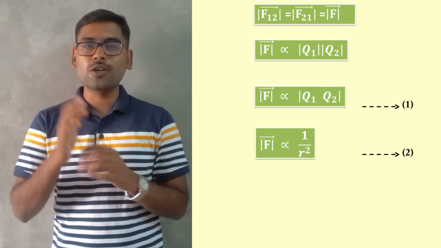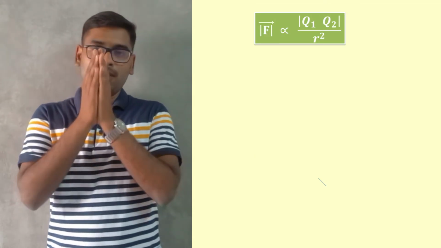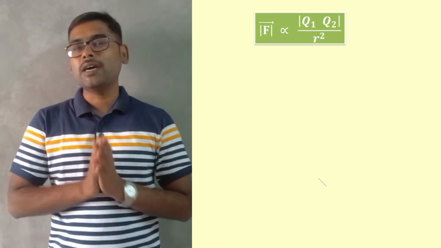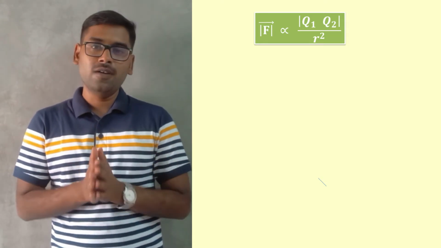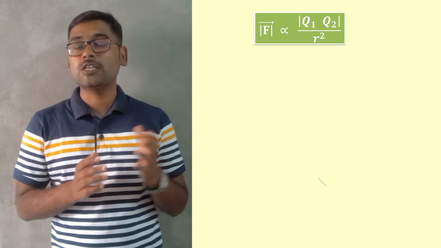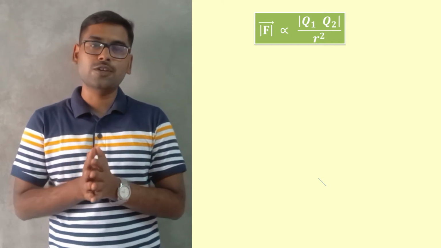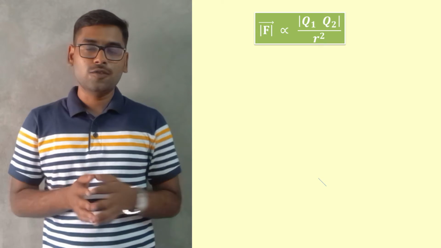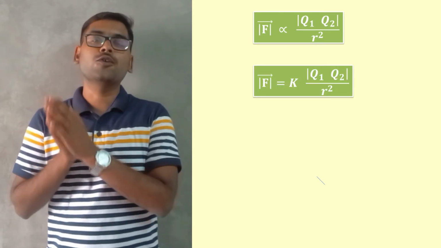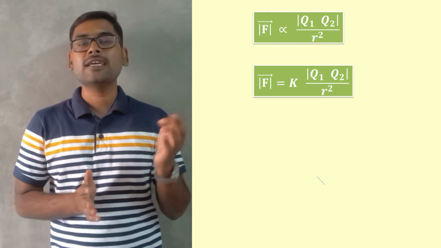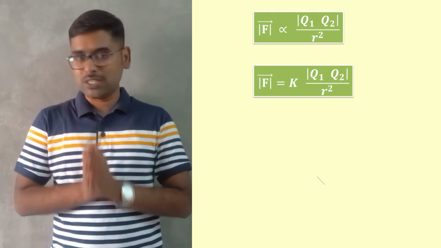Now combining these two relations, I can write that mod F is directly proportional to mod of q1 q2 divided by r square. So the magnitude of force is proportional to this ratio. Now to turn this relation into an equation, we need to introduce a proportionality constant. So finally we have the magnitude of force F is equal to k mod of q1 q2 divided by r square. Here k is the constant of proportionality and this is known as Coulomb's constant.